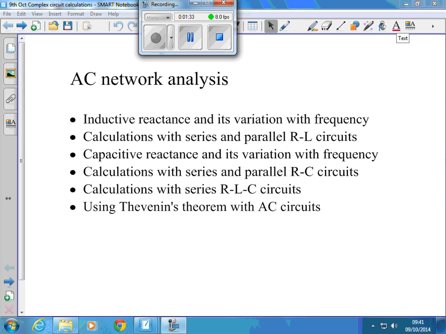And then finishing up, and hopefully we'll get all this done this week, if not we'll finish up next week before we move on, we'll have a look at how we can use Thevenin's theorem that we've been learning with DC circuits, and see if we can apply that to an AC circuit. Okay, so that's the plan anyway.